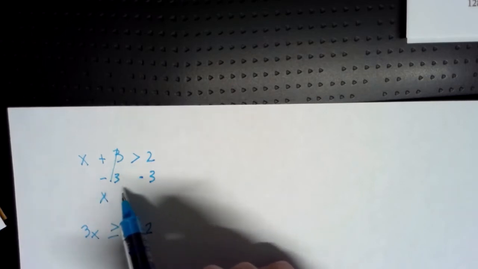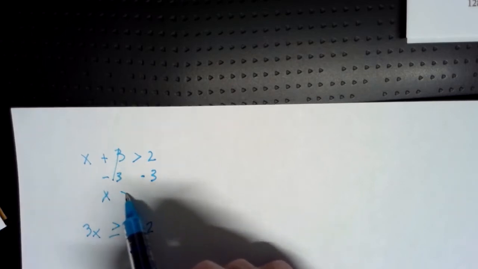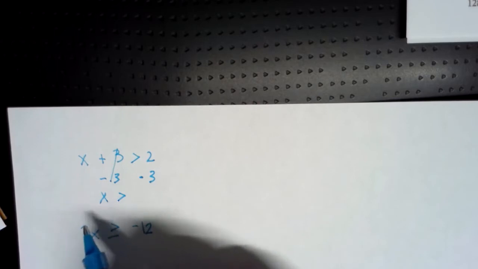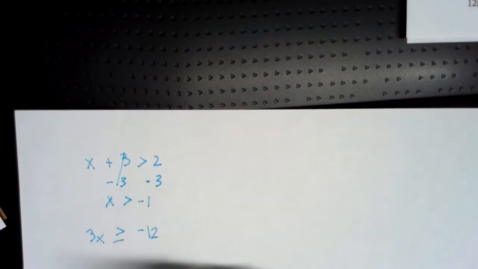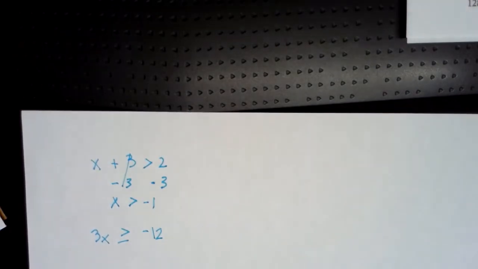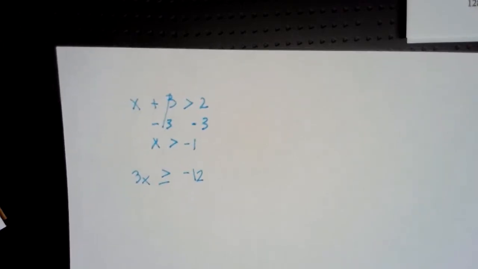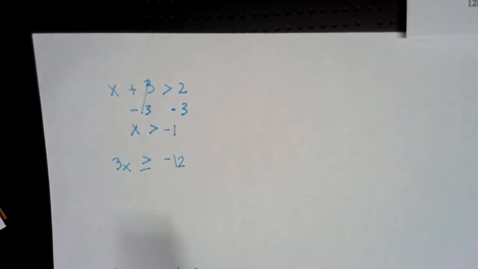Because 3 minus 3 is 0. Bring down your X, bring down your sign. 2 minus 3 is -1. You're done. That's it. Now this one, it's a multiplication problem.